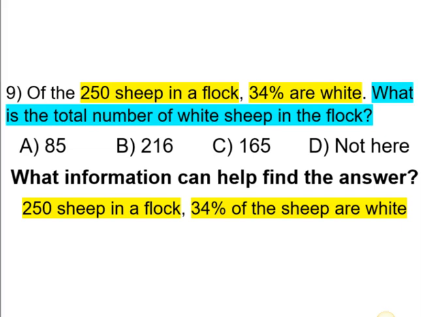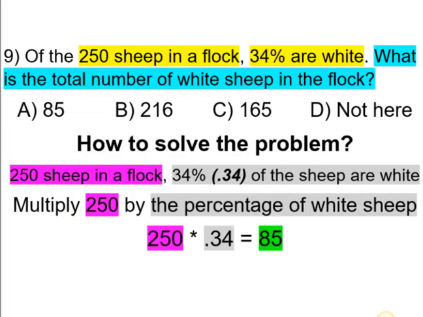What information can help us find the answer? Well, that the total number of sheep is 250, and also that 34% of the sheep in the flock are white. How to solve the problem? We have 250 sheep in the flock, and we know that 34% of the sheep are white. So we will need to multiply 250 by the percentage of white sheep.